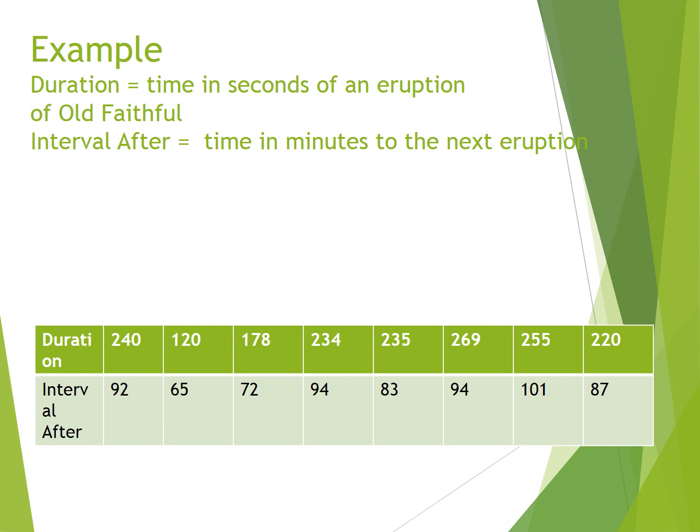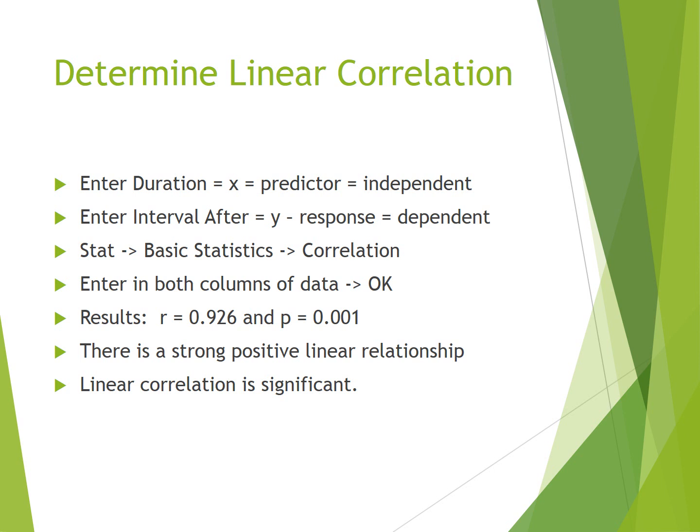Okay, suppose I had this data and I put it into Minitab, letting the interval be my y and the duration be my x. Duration goes into the x, and I enter y into the response. I go to Stat, Basic Statistics, Correlation. I enter both columns, click OK, and I get r equal to 0.926, which is fairly strong, so I'm not surprised at all that my p-value is way less than 0.05. So there is a strong positive linear relationship. That's what r equal to 0.926 says. And it's significant. That's what the p equal to 0.001 says.